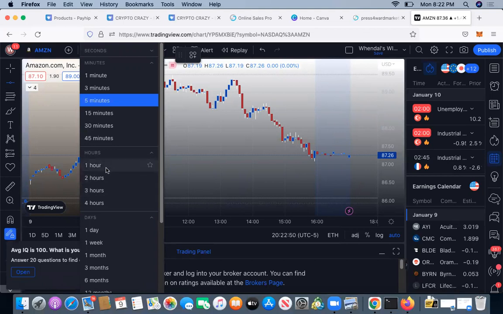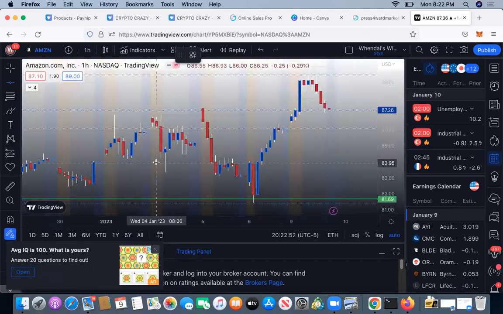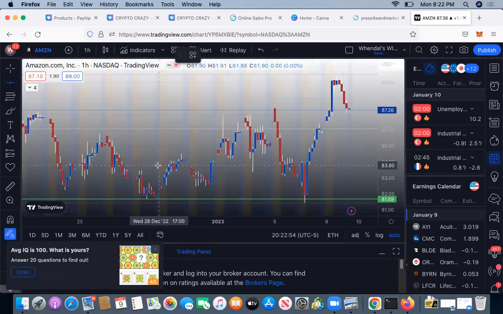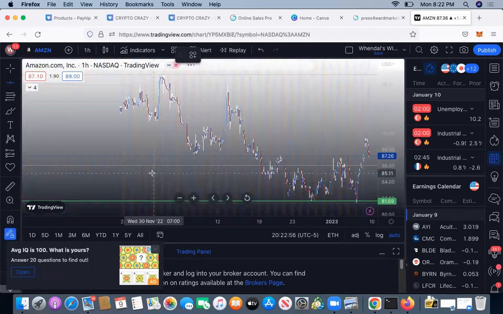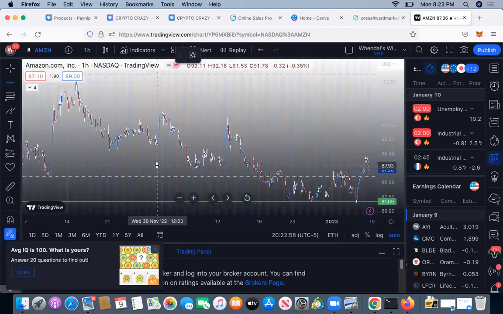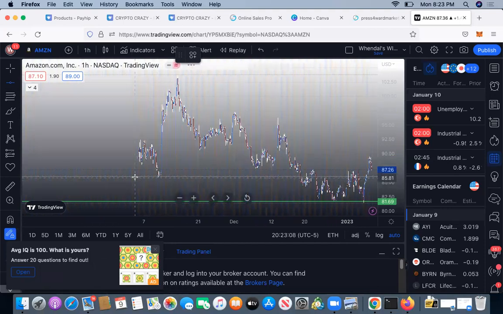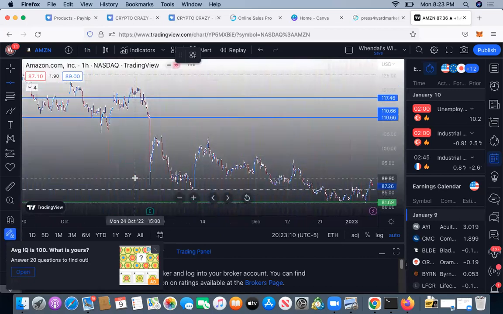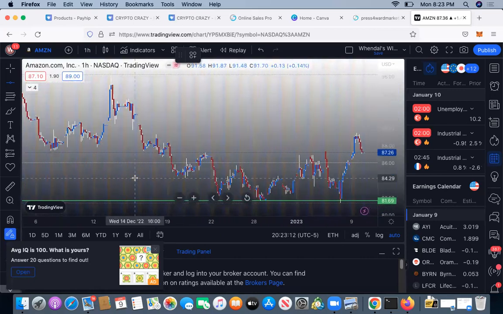So we've got the hour candlesticks. I like to mark up on the hour and higher, and then I enter on the 5 minute and the 1 minute, because those are the smaller time frames where you can find entries, right? So your main thing is you want to find an entry.